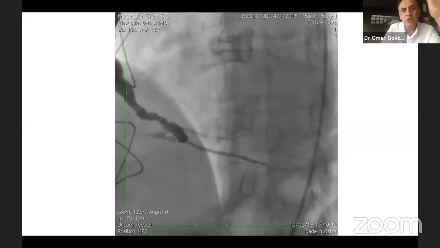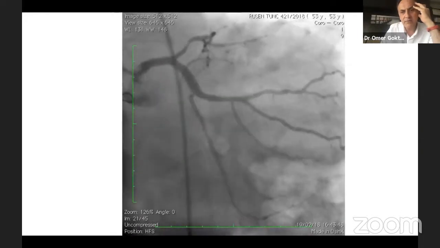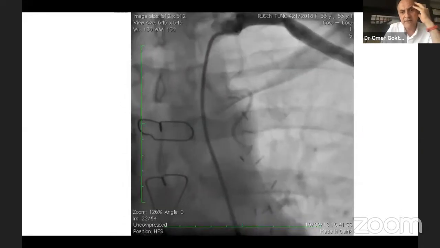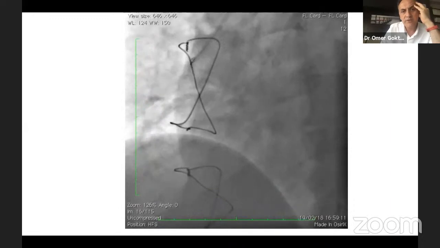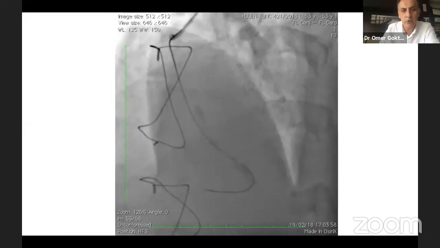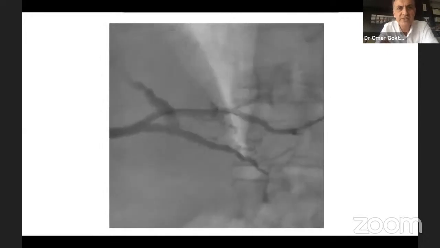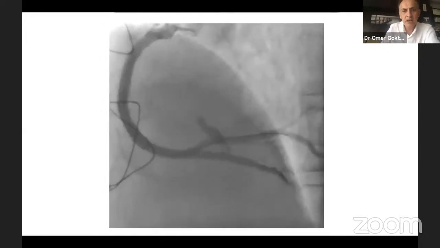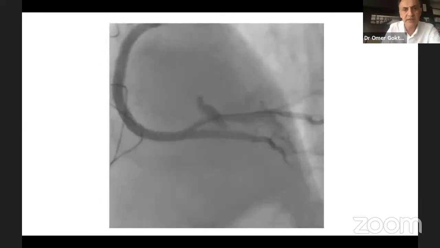So what can we use? We can use this graft easily. Yes, we have the left system. LAD LIMA is okay, but we don't have any collateral from the left. It's obvious because we have nice flow from the diseased graft. We can easily send a wire from this graft. It will go easily, and then of course we can do a retrograde approach. This is after putting, I think, 3 stents, and we have very nice distal filling, and fortunately the graft is occluded itself because we have nice flow.